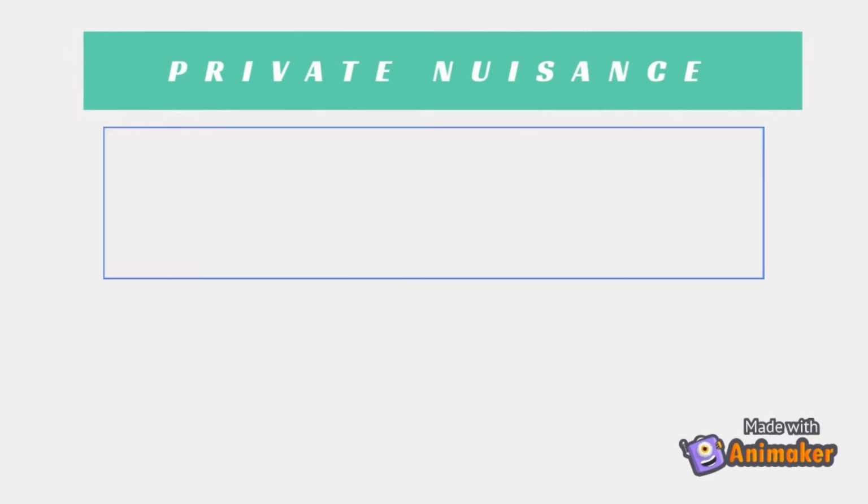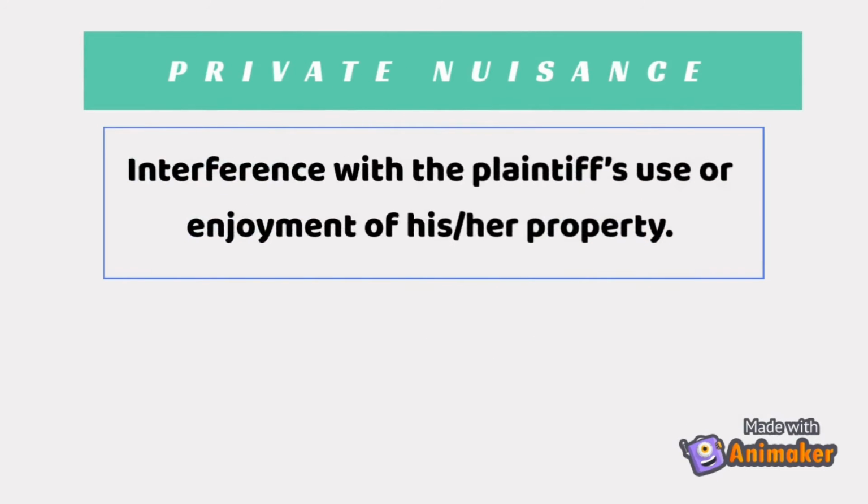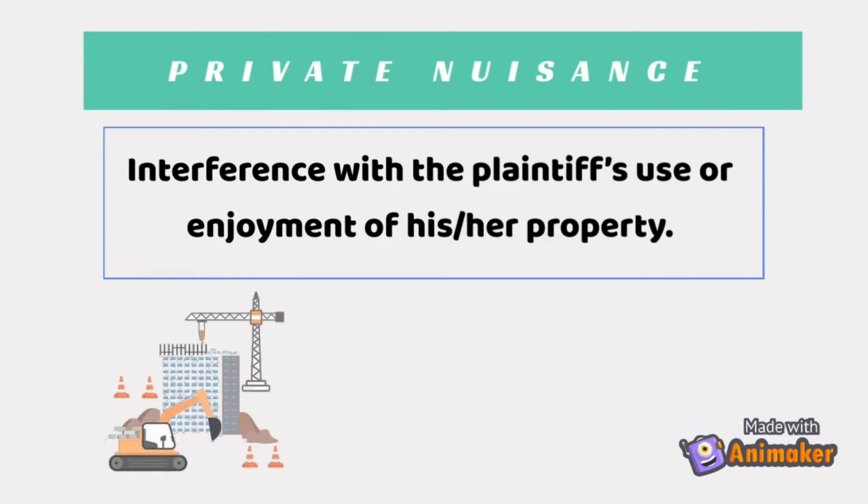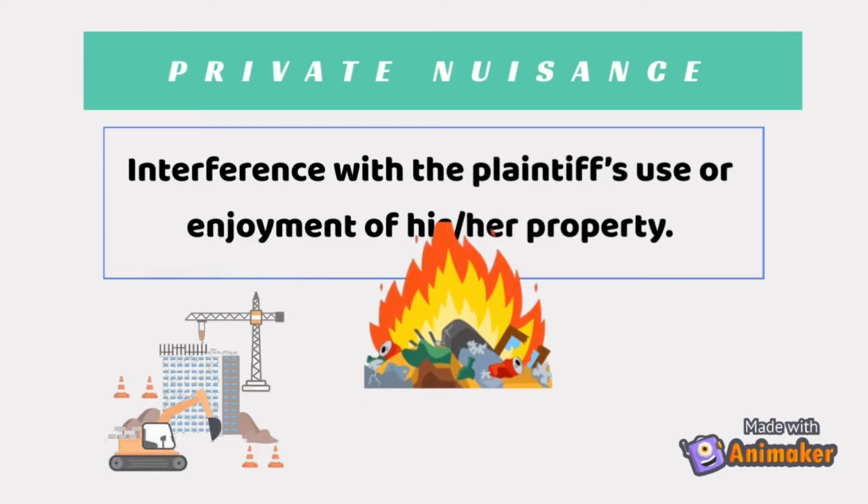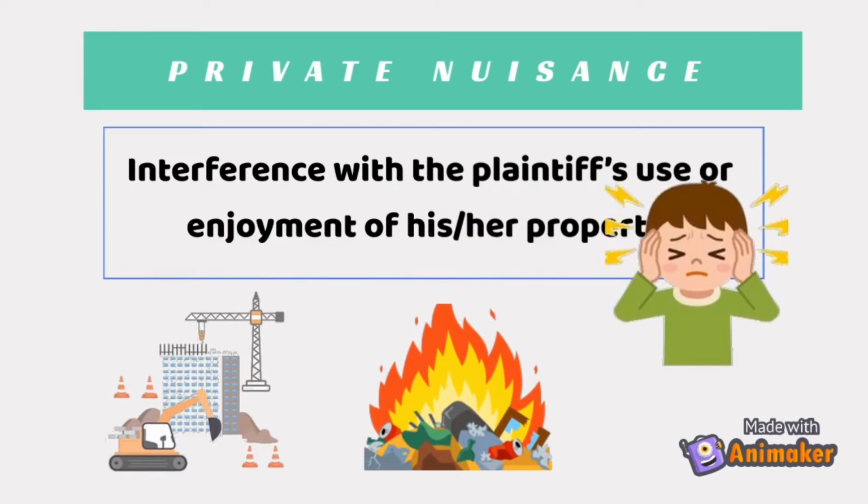Now I will introduce private nuisance. Private nuisance is an interference with the plaintiff's use or enjoyment of his or her property. For example, construction work in progress causing damage to adjacent property, open burning, and producing noise constantly.